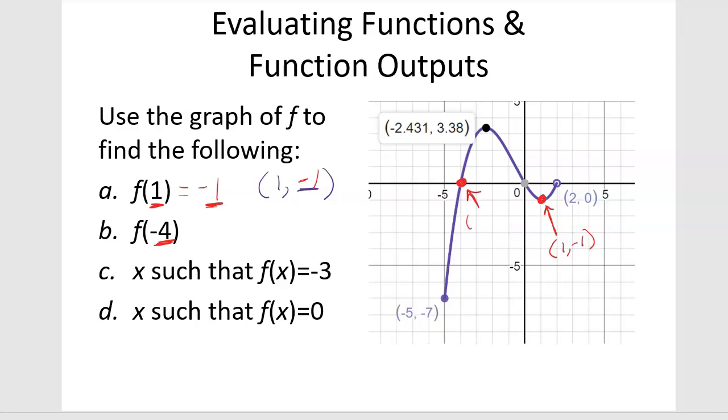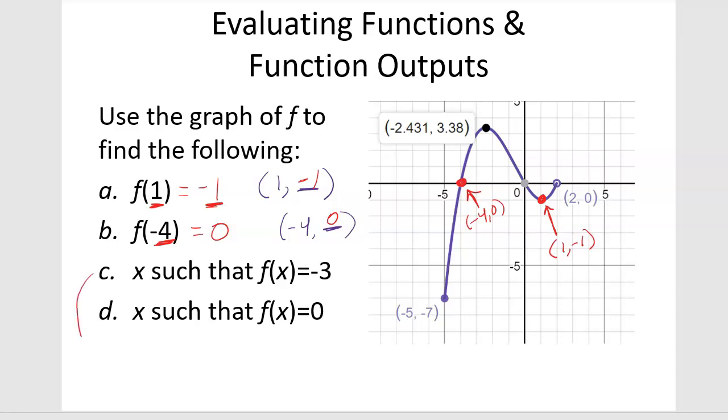Think about that point, that's negative 4, 0. So when we have an input value of negative 4, that output value is 0. And so the answer to that is 0. So really all you're doing is just thinking about a point, right? They're giving you part of the point and you're trying to find the other part of the point.